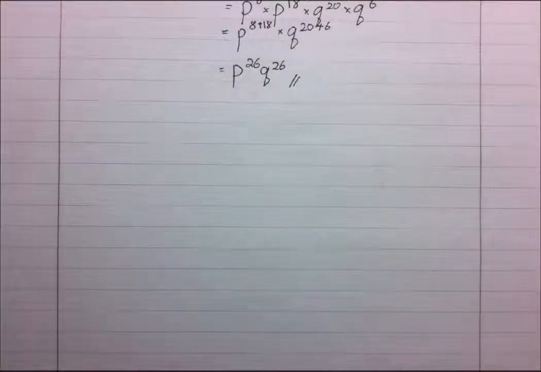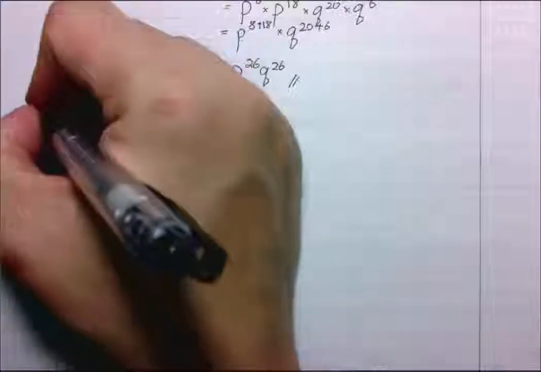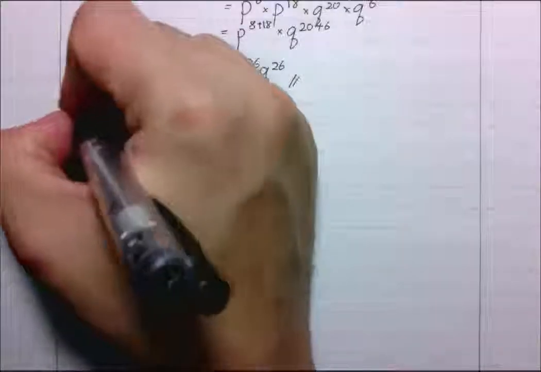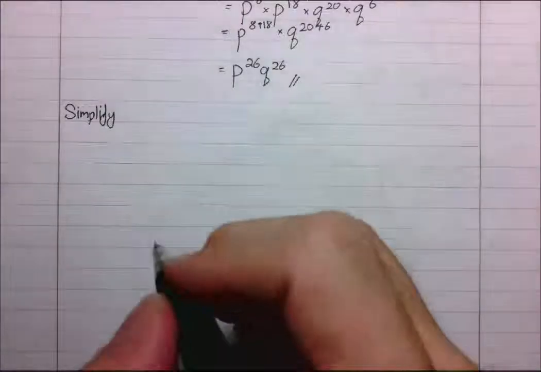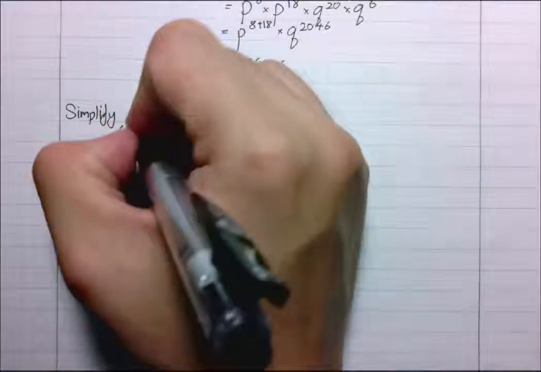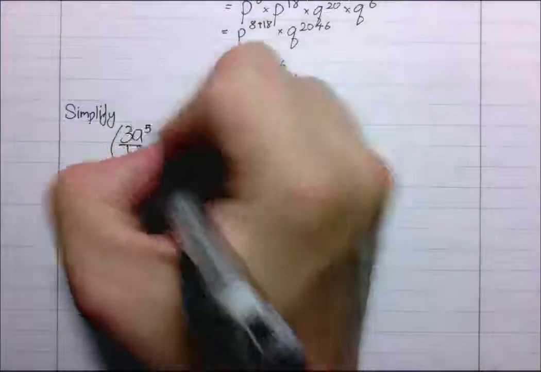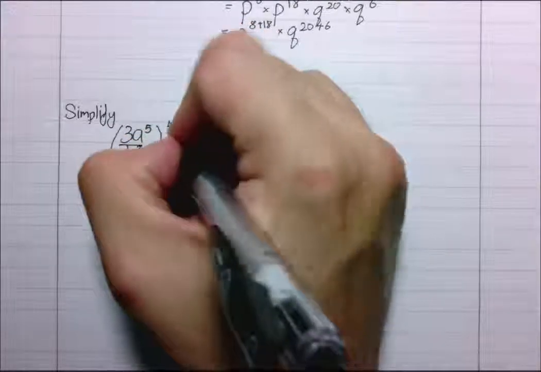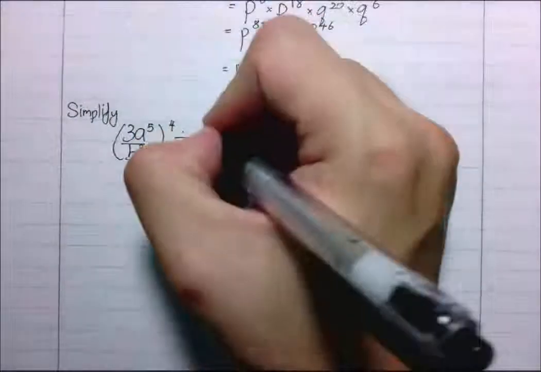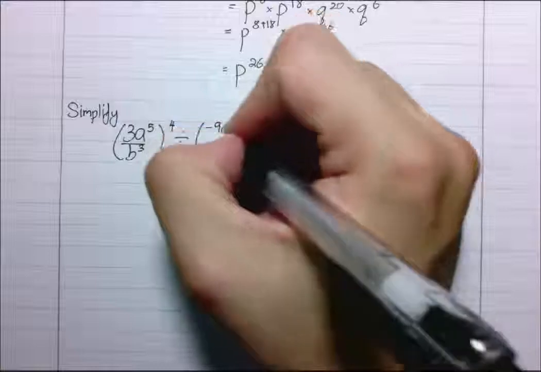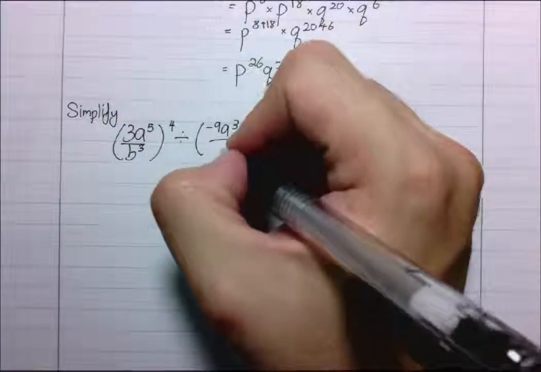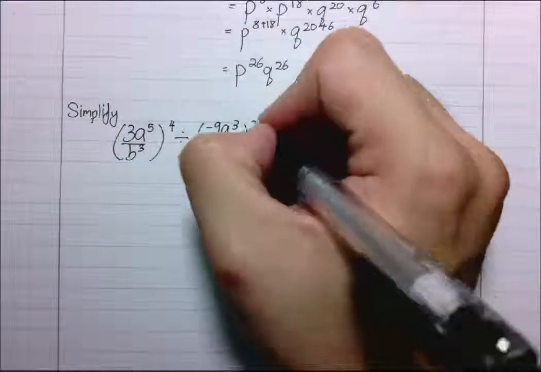The next one that I'm going to do is this. It's going to look slightly more complicated, but don't worry. What we have is, again, simplify the following. I give you the question: (3a^5 b^3)^4 divided by (negative 9 a^3 b^6)^2.